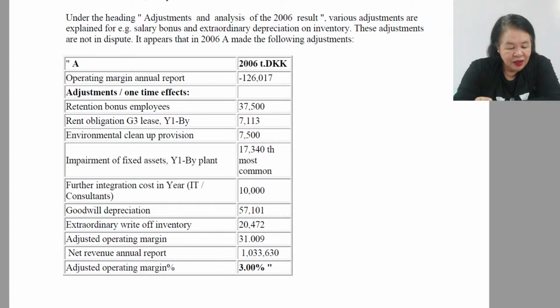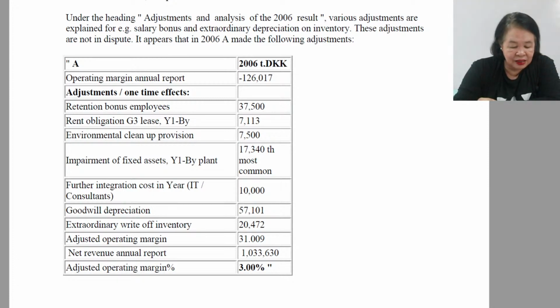Okay. So, adjustment one-time effects. Ano yun? Retention bonus sa employees. O, tingnan nyo may retention bonus yung employees. 37,500. Rent obligation G3 lease, year 1, business year. 7,113. No? Environmental clean-up provisions, 7,500.